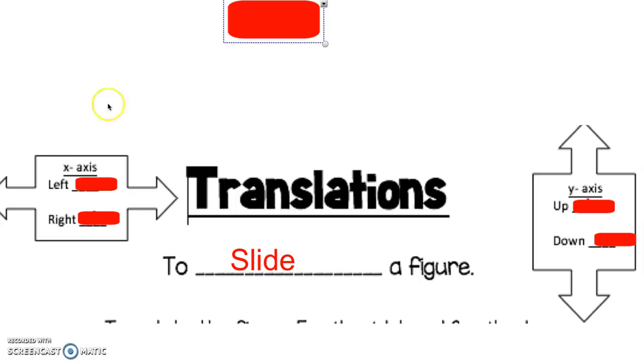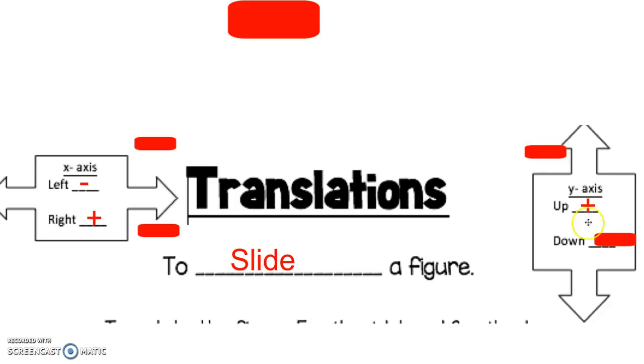Just before we start, I want you to remember that the x-axis is the horizontal line that goes left to right. If you go left, it is negative, and if you go right, it is positive. The y-axis is the vertical line that goes up and down. When you go up, it's positive. When you go down, it's negative. Please make sure you remember that because that's going to be helpful later on.